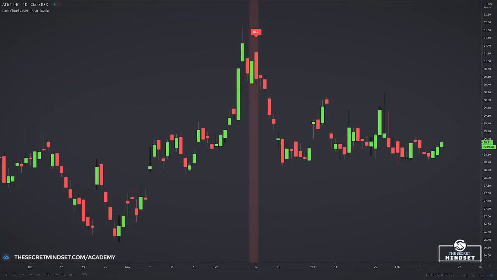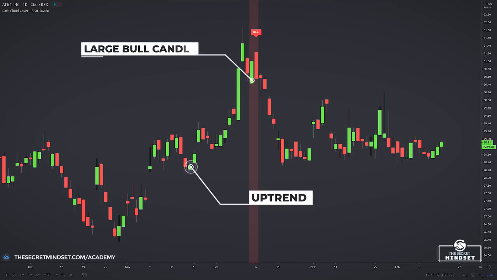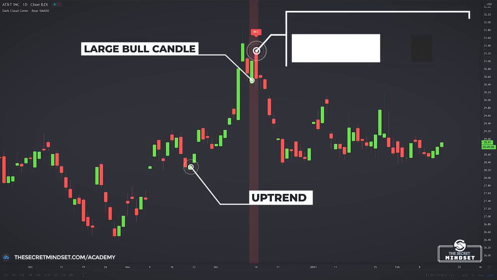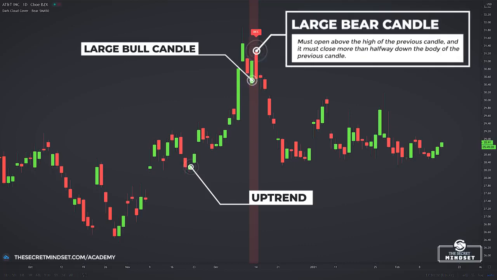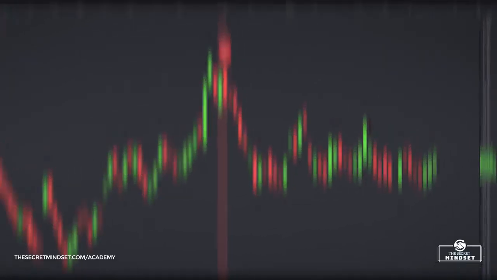To identify a dark cloud cover, you look for the following criteria. An uptrend must be occurring. The first candle in the pattern is a large bullish candle. A bearish candle must follow the bullish candle. The bearish candle must pass through the midpoint of the previous candle. It must open above the high of the previous candle, and it must close more than halfway down the body of the previous candle. Confirmation of the pattern is achieved when another bearish candle forms after the second candle.